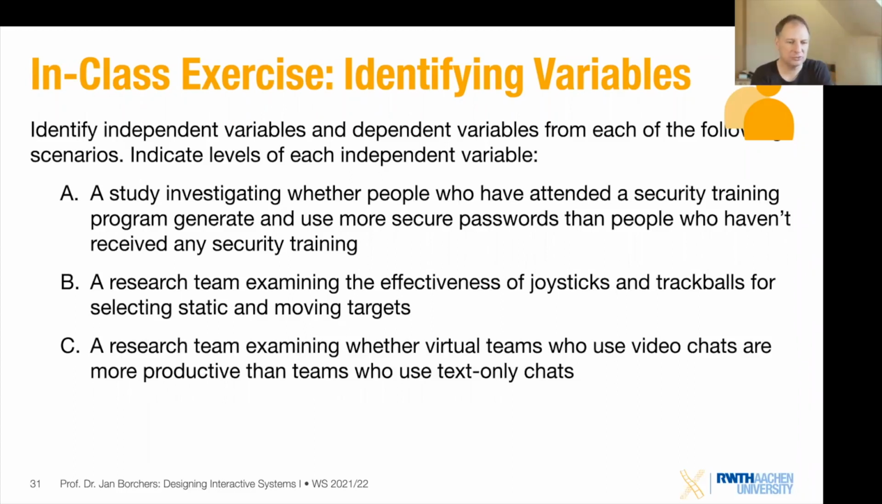And great, we've got another one: a research team examining whether virtual teams who use video chats are more productive than teams who use text-only chats. Very relevant right now with everybody being on Zoom. So what are the independent variables here? Okay, Haihua, go ahead. I'll give that one to you again. I think the independent variable is the teams using video chats or text-only chats. Yes, exactly. That's the independent variable, the method they use. And what's the dependent variable, you think? The dependent variable is the productivity of them.